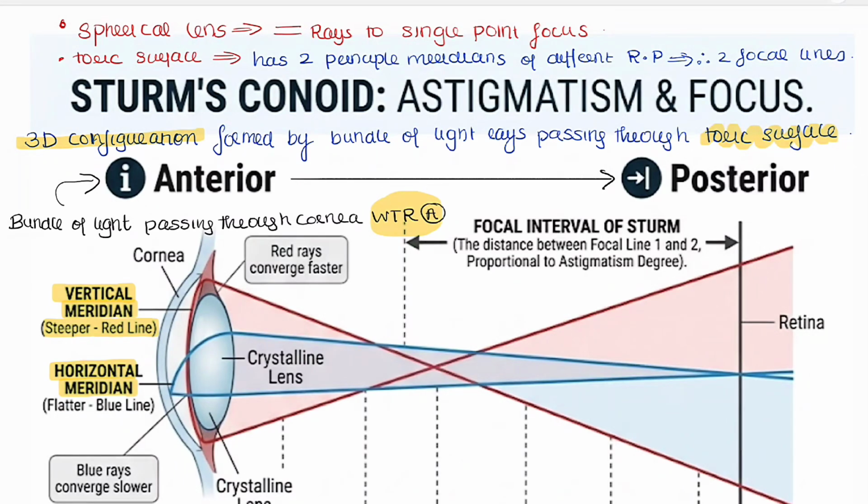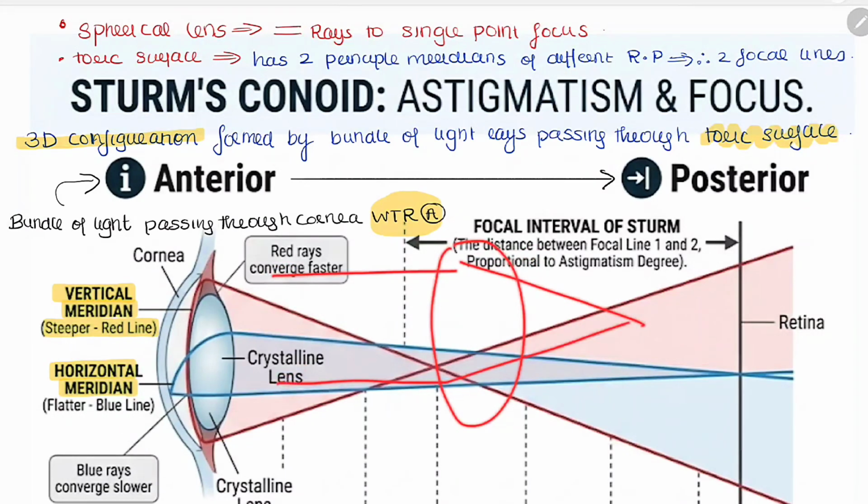Hi guys, this video is on Sturm's Conoid, an important short answer question, and it is also important for understanding astigmatism. First we have to learn that in spherical lenses, the rays will converge to a single point. So, if this is a spherical lens, the rays will come and converge to a single point.